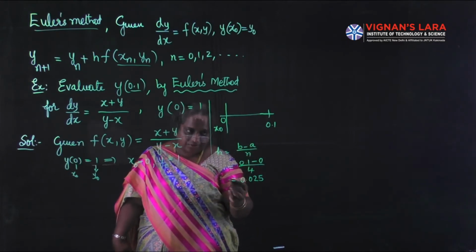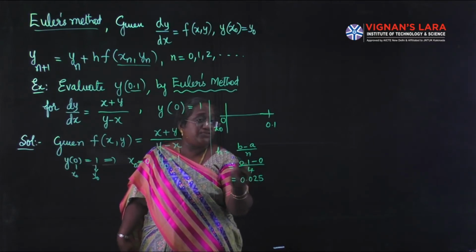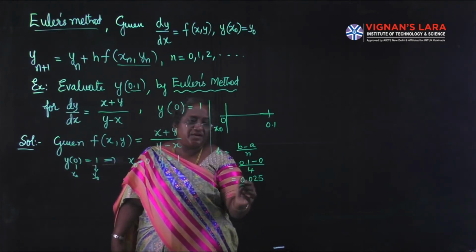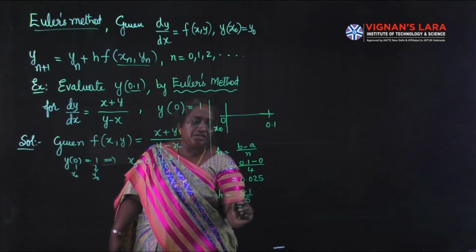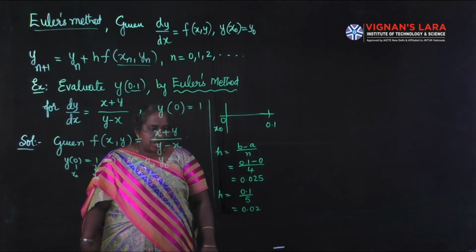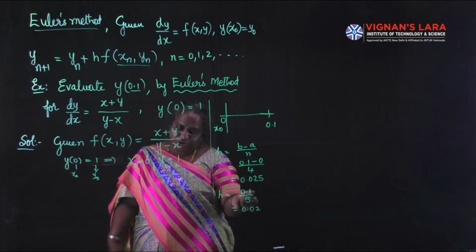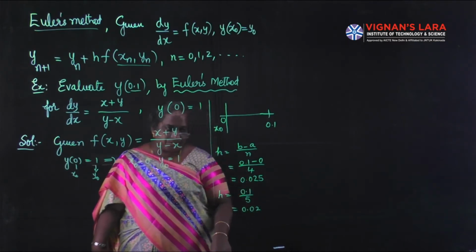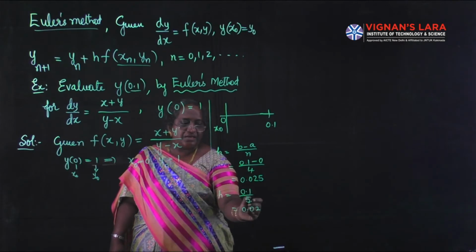If you take h as 0.025, it's okay. If you want to take something after 4, you can take 5 also. If you take the number of subintervals as 5, what do we get? h is equal to 0.1 by 5, so we get 0.02. This is better. After that, if you take n as 6 or 7 or 8, it should divide exactly. That is what I want to say. If you take 4, it divides exactly, 0.025. If you take 5, it divides exactly, 0.02. So better to take 5 here.